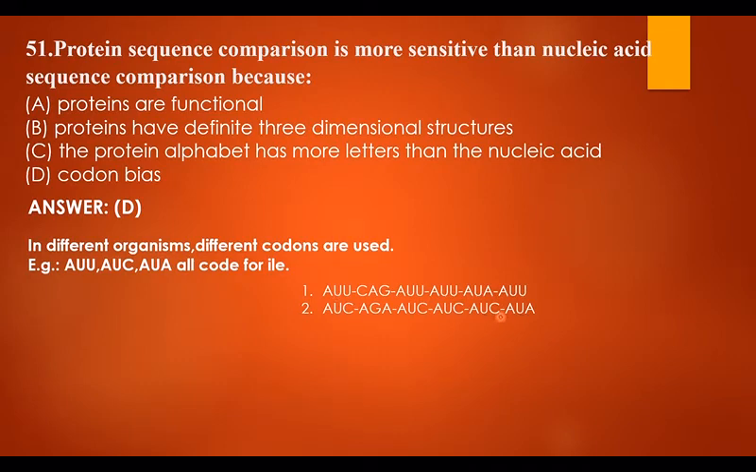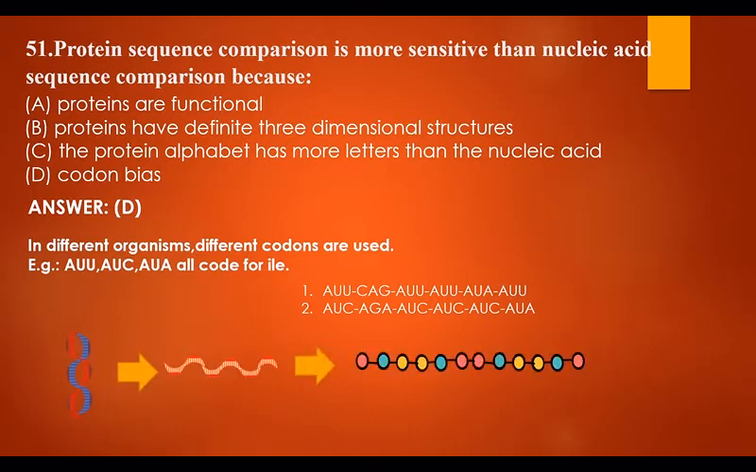Here you can see the DNA which is transcribed to mRNA and translated to protein. In different organisms, the same protein will be produced, but their codons are different. So by comparing the codons, we can know that these came from two different organisms.